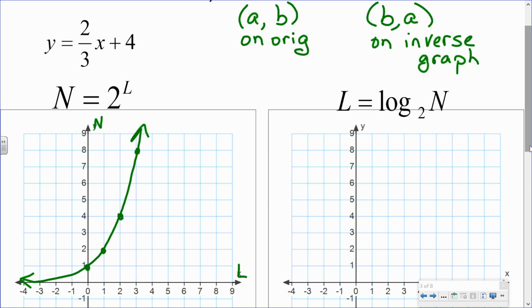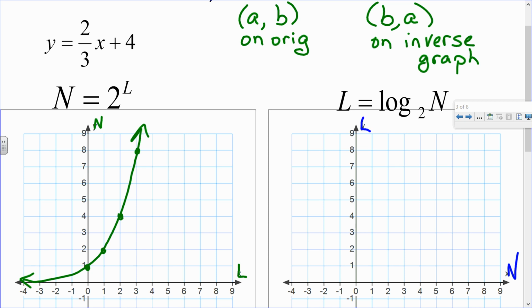Okay, now let's use this and switch all of those points to get my graph of the log function. So now my new n over here is going to be my independent variable, and L is going to be my dependent one. So instead of (0, 1), I now have (1, 0) on this graph. Instead of (1, 2), I now have (2, 1). Instead of (2, 4), I now have (4, 2). Instead of (3, 8), I now have (8, 3).